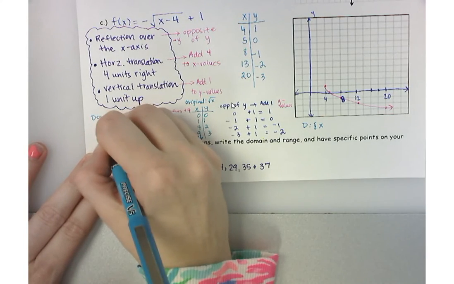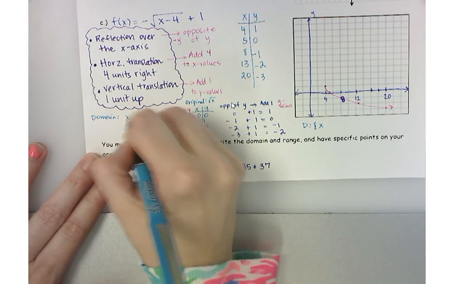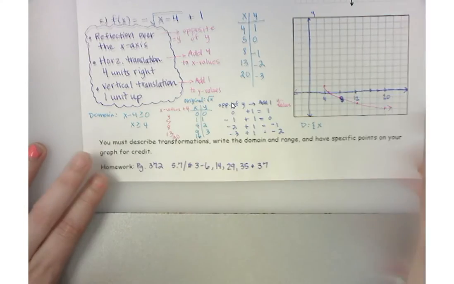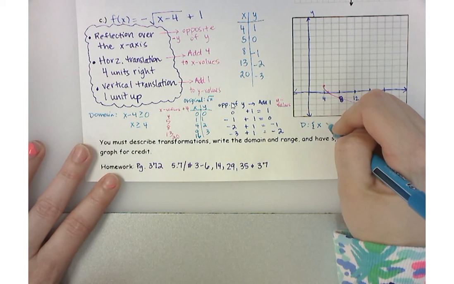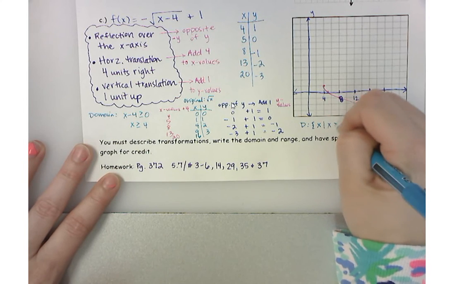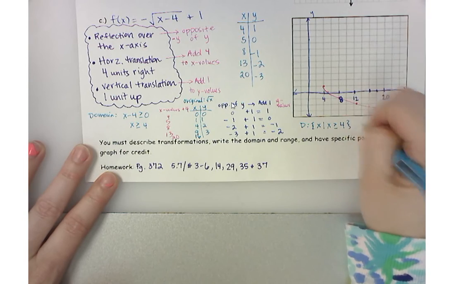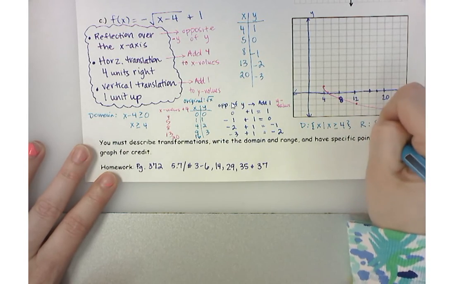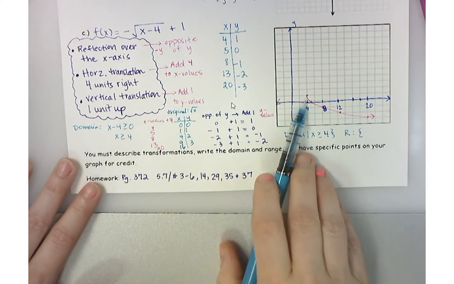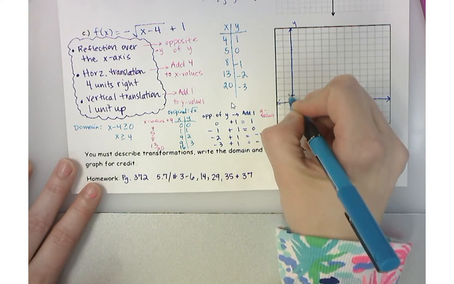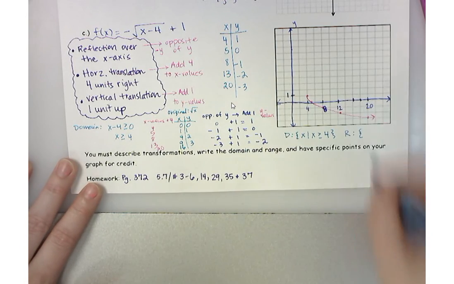Okay, and then here is what you're going to be working on. So this has to be on graph paper. And then just like these, when you have them, this is what I'm looking for. You describe the transformations, you write the domain and range, and then you have specific points. So this I am going to be checking on Tuesday for a grade. So I'm going to give you time to work on this now.